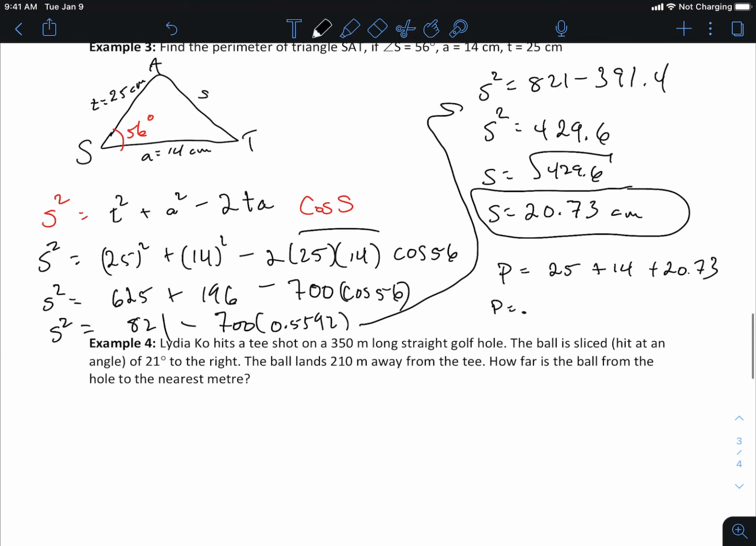And perimeter was like the T plus S plus I? Yes, the side things, yeah. Okay, so I just added S, T, and A together. There's your perimeter.